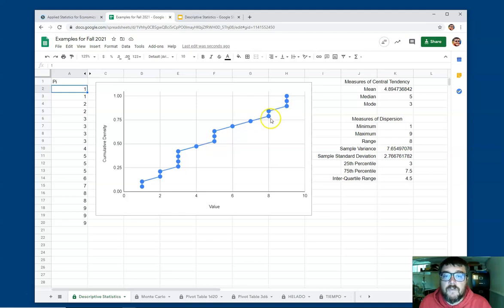This is the third quartile. Here's the first quartile. So it gives you a nice visual representation of data. This is called a cumulative density plot. It goes from 0 or close to 0 up to 1 or close to 1.